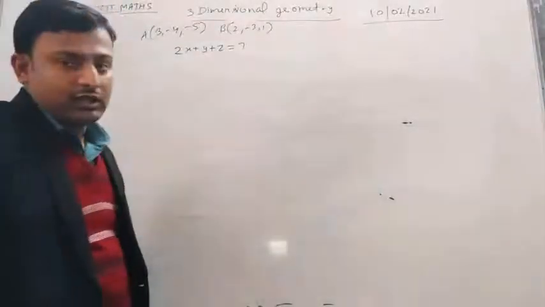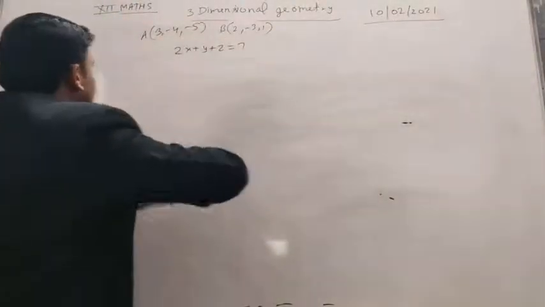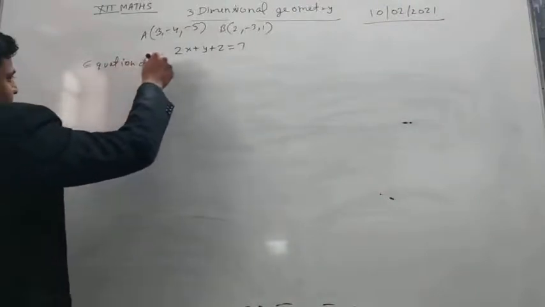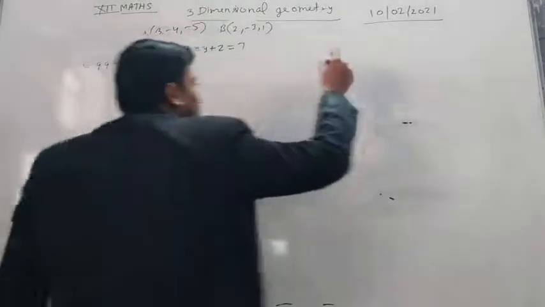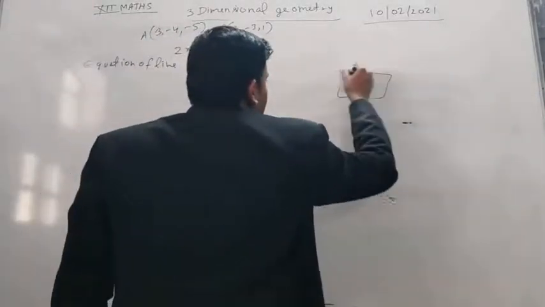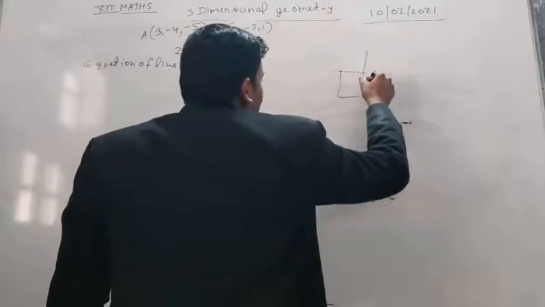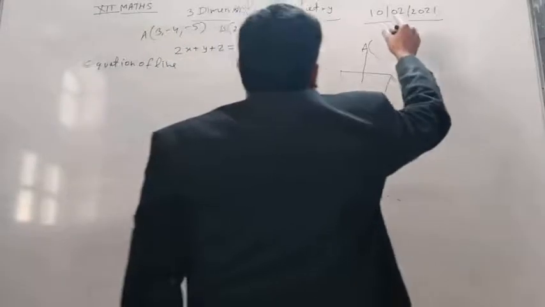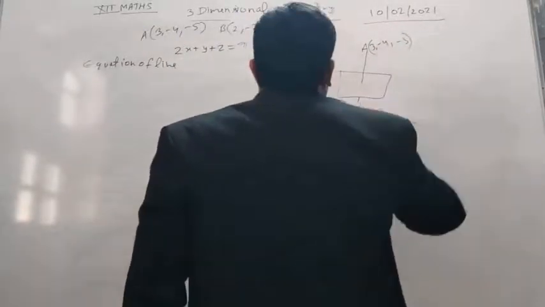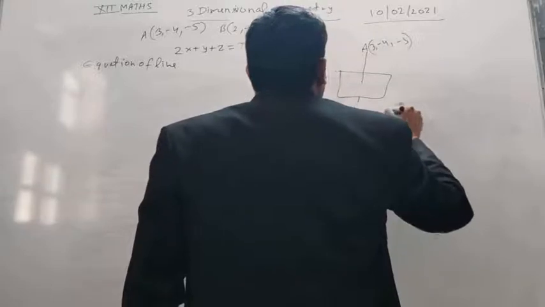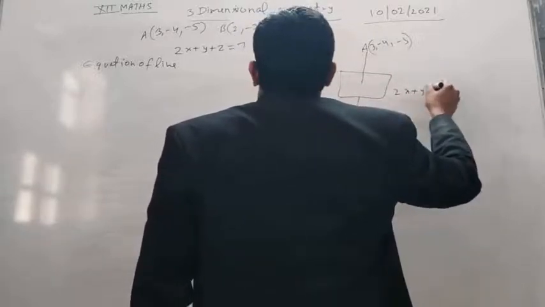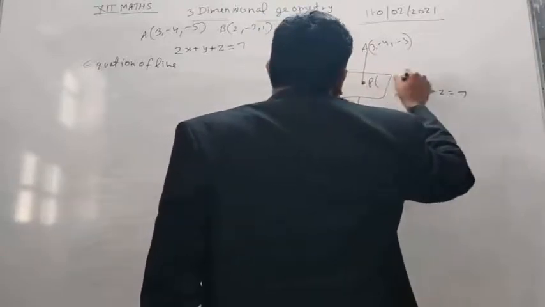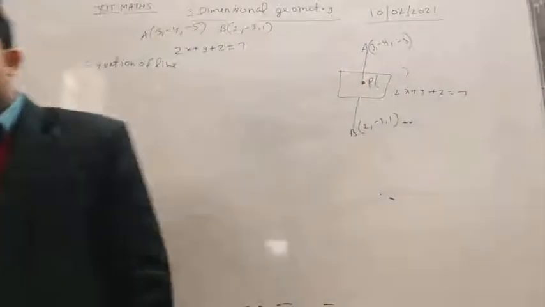So first of all, students, we find the equation of that line. Suppose that this is our plane and a point A and B. A is 3 minus 4 minus 5 and B is 2 minus 3 1, and the equation of plane is 2x plus y plus z equal to 7, and this is the point whose coordinate we have to find.